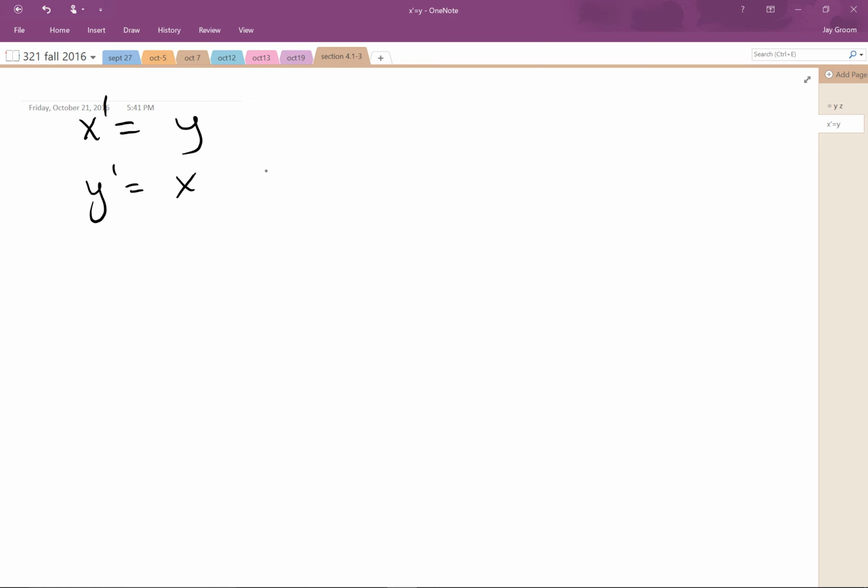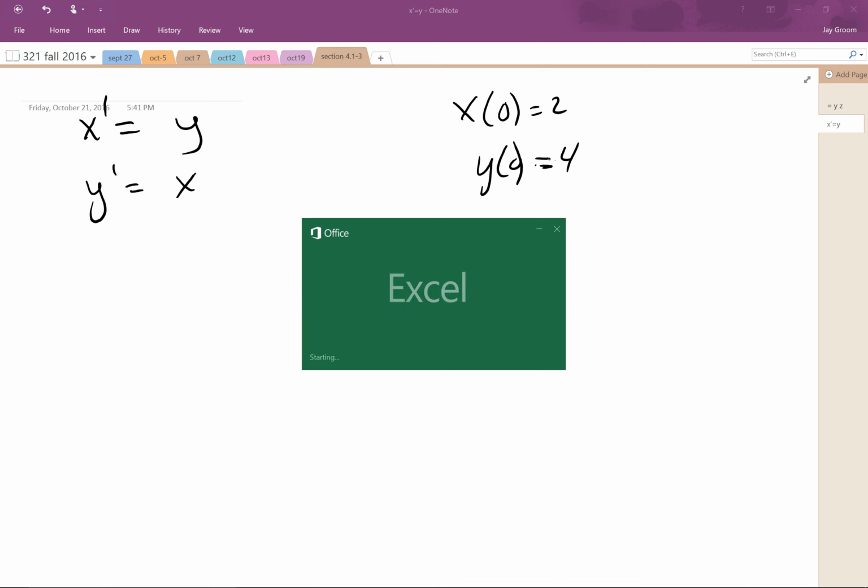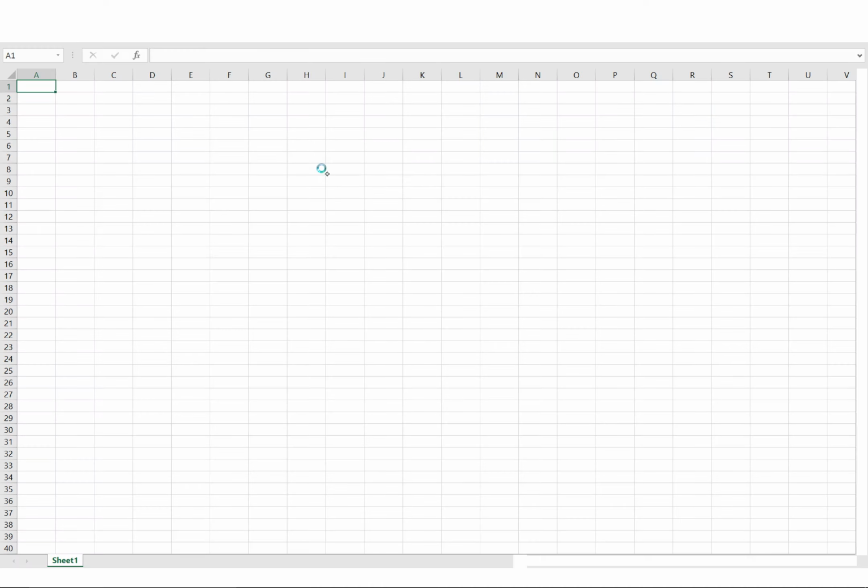Wait a minute. This is a system of equations where we said x of 0 was, I think, 2 and y of 0 was 4. Hey, could we do Euler method for this guy? I feel like we could. By the way, we could also do Runge-Kutta. I don't think I'll do it for this one, so I'm just going to go first of all and grab a nice Euler page. Okay?